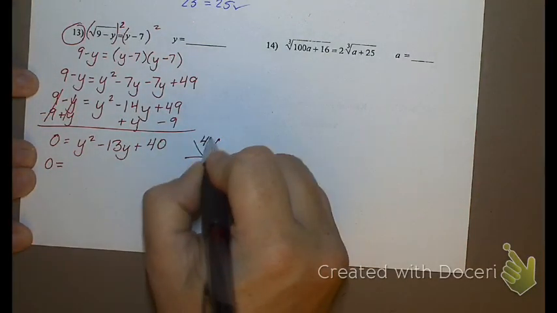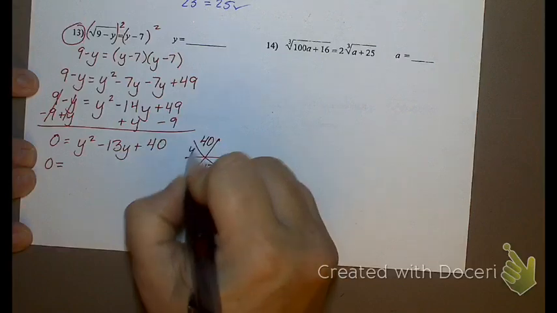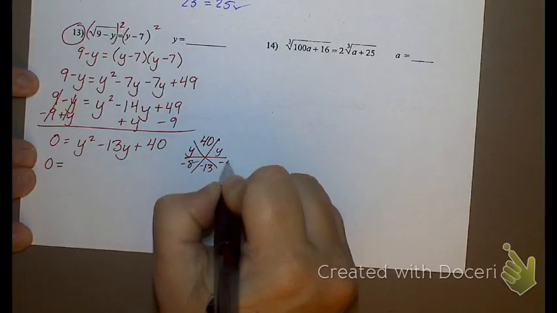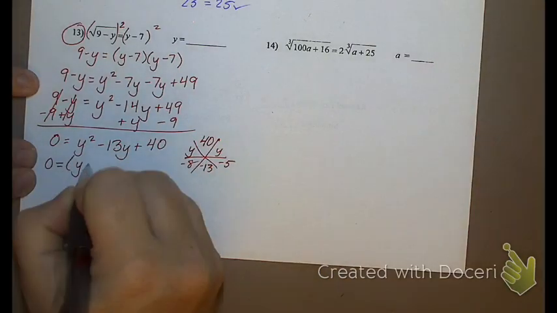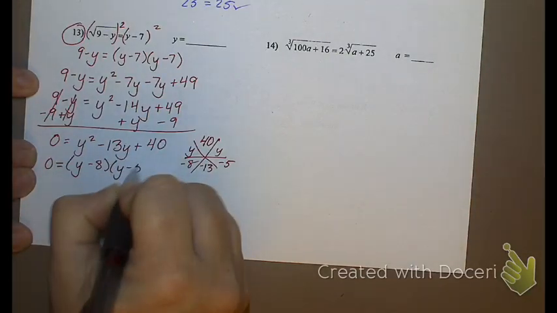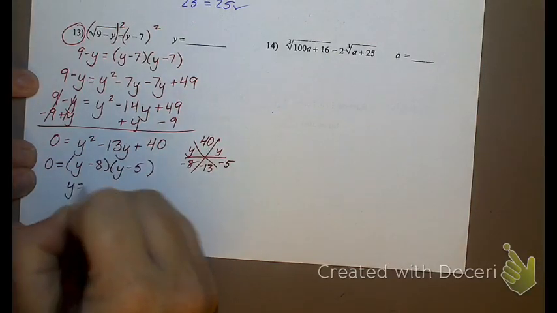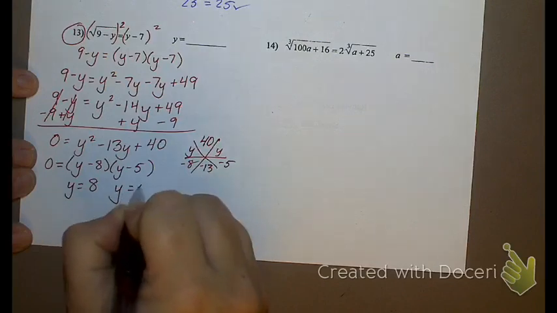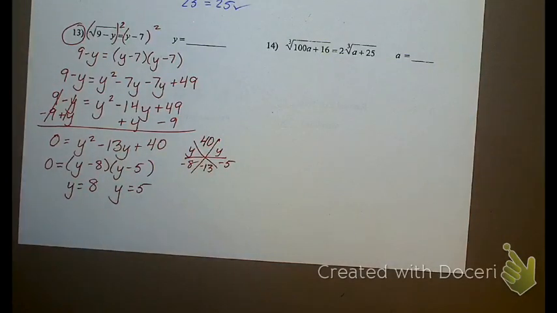At this point, what do I do? Factor. Negative 8 and negative 5. So y minus 8, y minus 5. I get y equals 8 and y equals 5. So I have 2 answers to check.